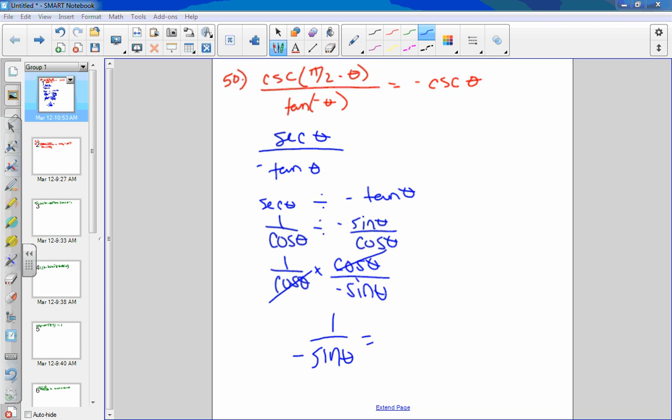What is negative sine of theta? Negative cosecant of theta. Do you see it? Now, your mistake that you had on your paper is you actually had 1 divided by, and you can't do that. You had 1 divided by tangent. That's why you were off. No, you just switched the one on the right. Are we good on this one?